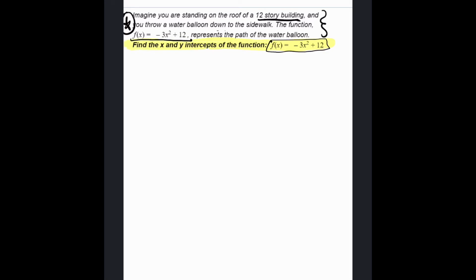We'll actually come back and talk about how the word problem relates to the work we're going to do in a second. Let's go ahead and just do what it wants us to do and find the x and y intercepts of this function. First things first, when I take the function, I like to switch out this f of x with y. So instead of f of x equals, I'm going to put y equals, and then negative 3x squared plus 12. That just helps me out a little bit more for identifying my intercepts.